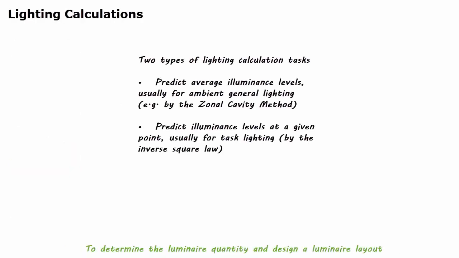To determine the luminaire quantity and design a luminaire layout that best meets the illuminance and uniformity requirements, two tasks are generally needed. The first is to predict average illuminance levels, usually for ambient general lighting. One of the methods is the zonal cavity method, which is a complex and lengthy process, so we will not discuss it in detail here. The second task is to predict illuminance levels at a given point, usually for task lighting, and this is based on the inverse square law of illuminance.